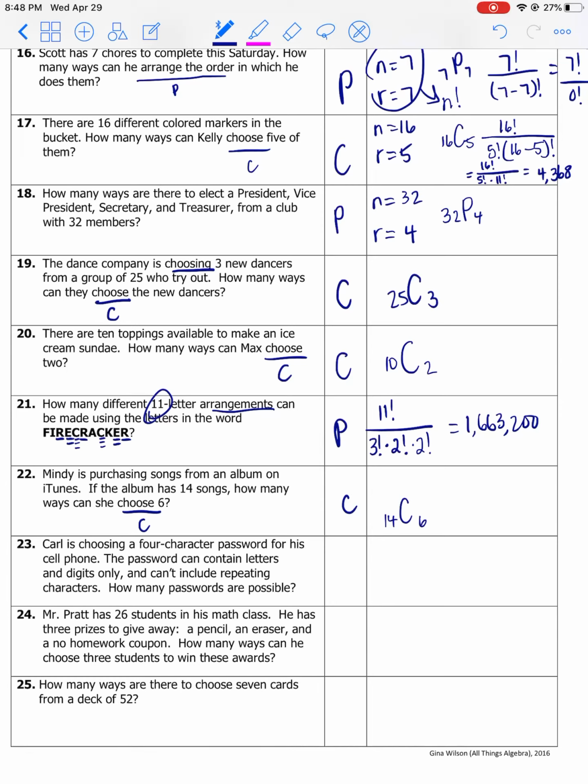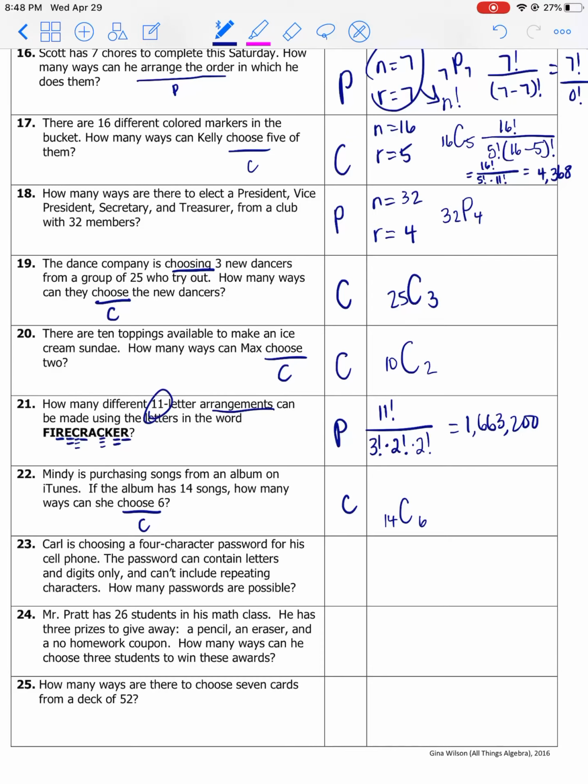Carl is choosing a 4-character password for his cell phone. The password can contain letters and digits only and can't contain repeating characters. How many passwords are possible? So this is really fun. So let's sit with this one for a second.